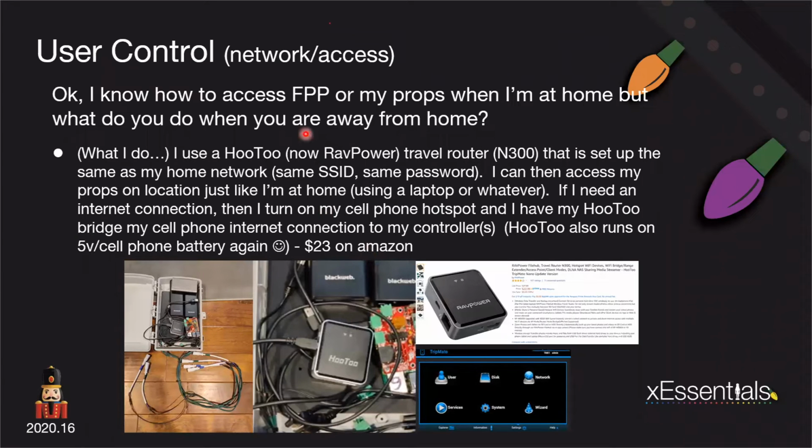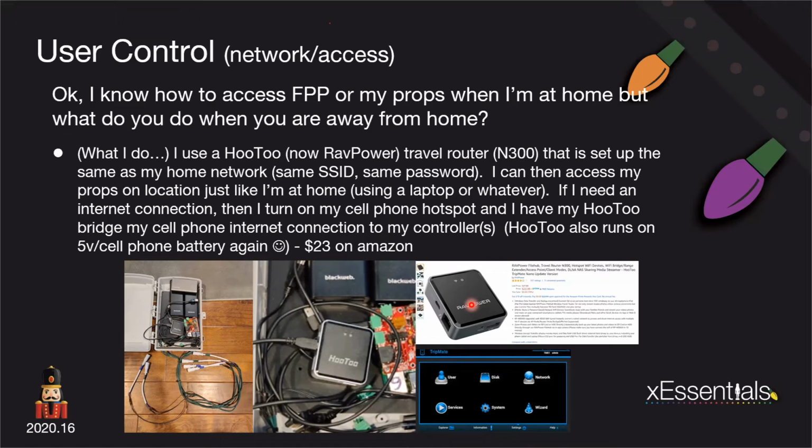Well, most of you know how to access FPP or your props when you're at home, but what do you do when you're away from home? Well, what I do is I have a Hutu travel router. It's N300, and actually Hutu's now been bought out by RavPower, so it's RavPower. They're $23 on Amazon. And what I do with this little thing is it creates a network for you, and I have it set up to have the exact SSID and password as my home network.